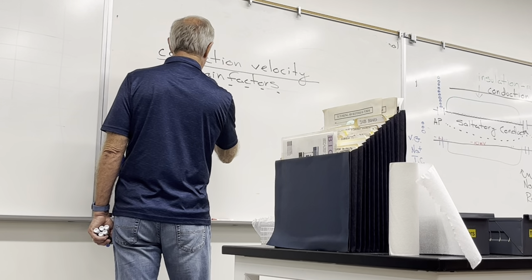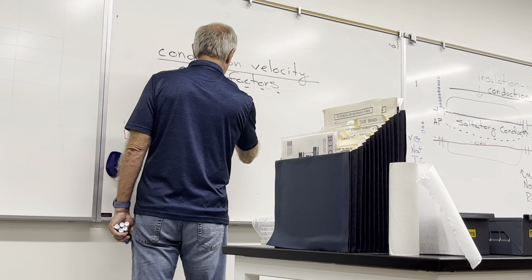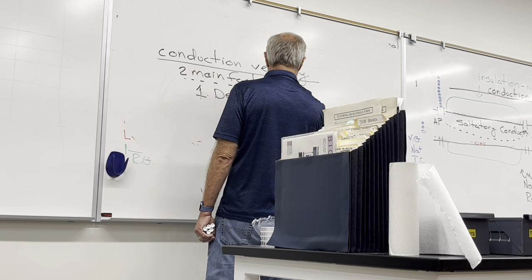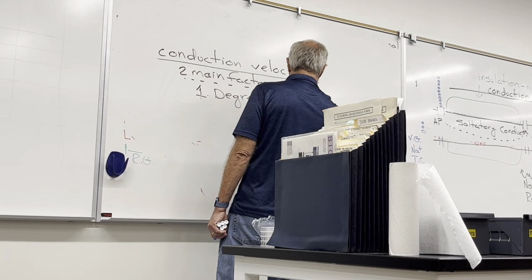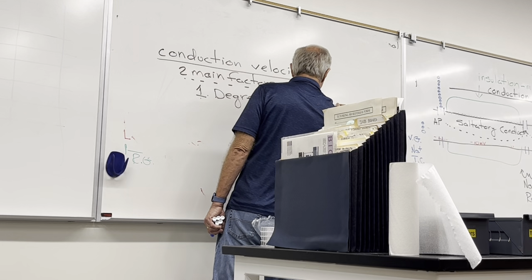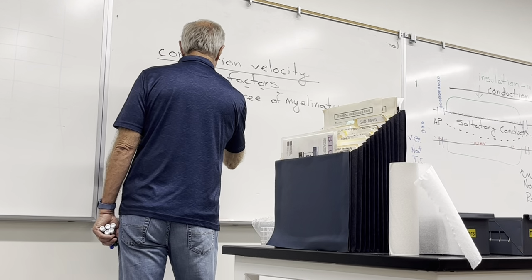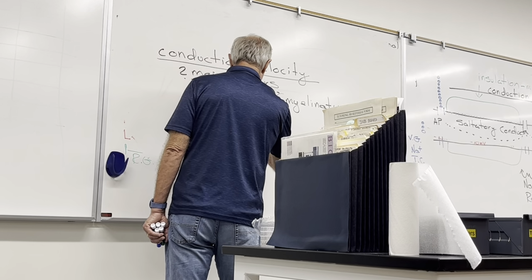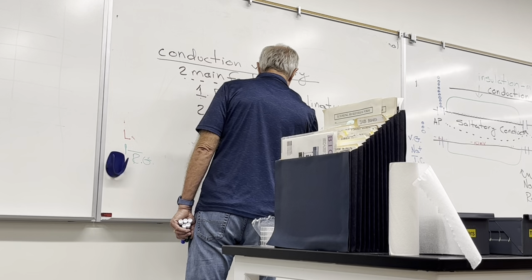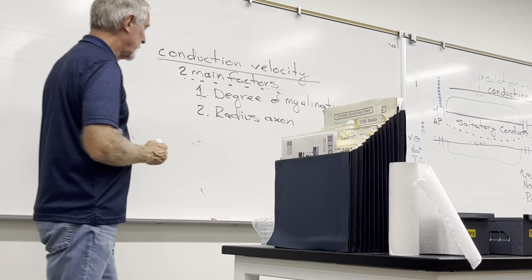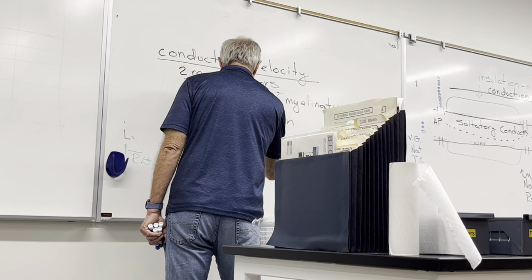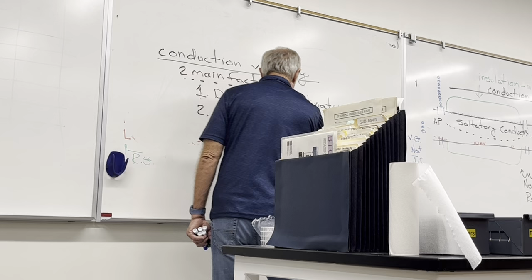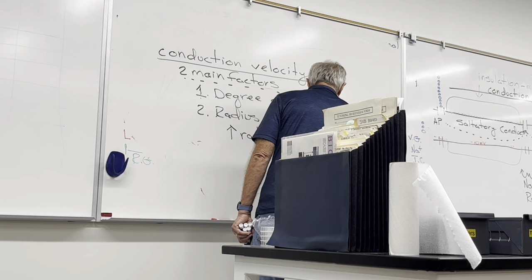Number one, the degree of myelination. And number two is the radius of the axon. And the rule is, the greater the radius, the greater the conduction velocity.